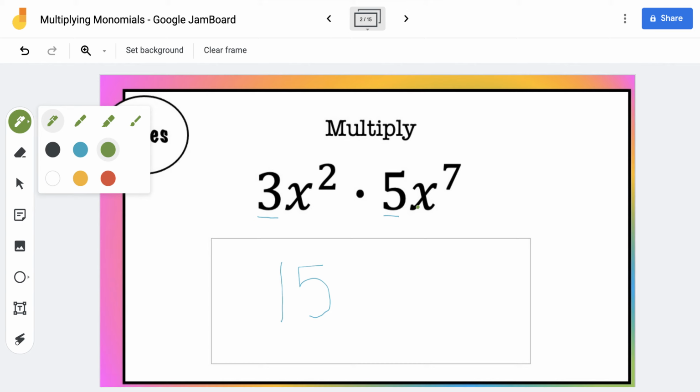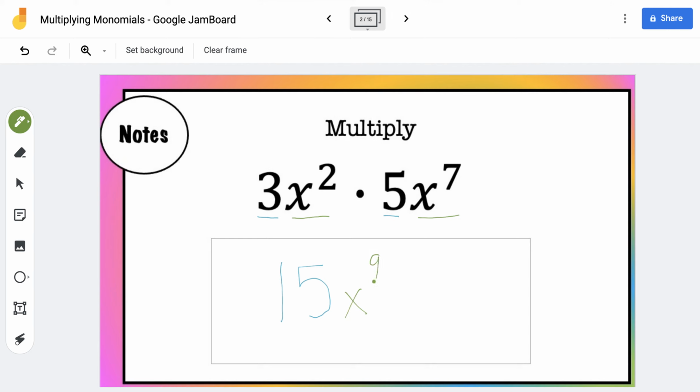So remember, the rule is when you multiply exponents with the same base, you add the exponents. So let's underline x squared and x to the 7th. And x squared times x to the 7th would be x to the 9th power. And there's your answer.